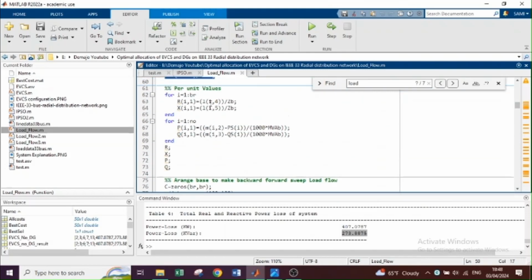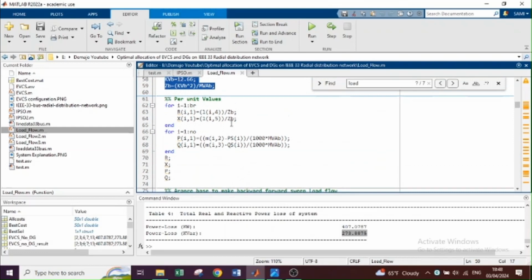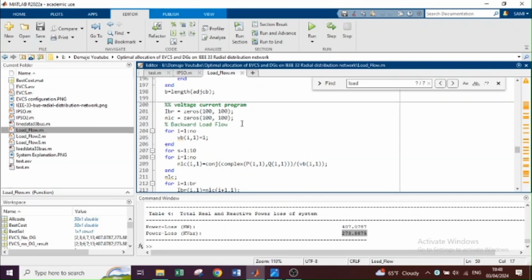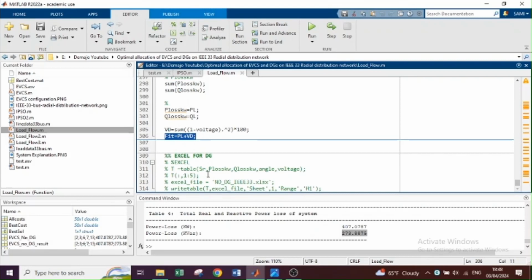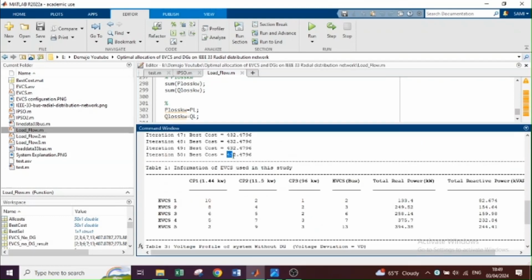So if you go to the load flow file, we apply the loads and also DGs into our bus, and we get the fitness value at the end. This is the load flow analysis based on the forward sweep, and at the end what we are interested in is the fitness. The fitness is the summation of the real power loss and the voltage deviation. The voltage deviation is found using this equation, and by summing the voltage deviation and the power loss, we get the fitness value. Our goal is to reduce the fitness value as much as possible.